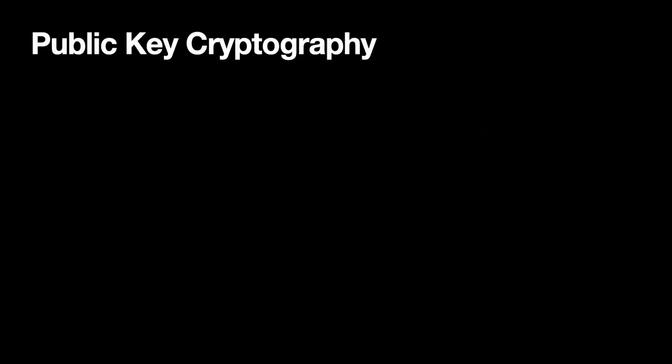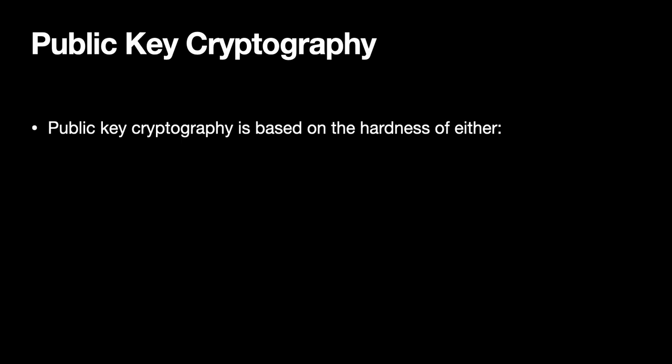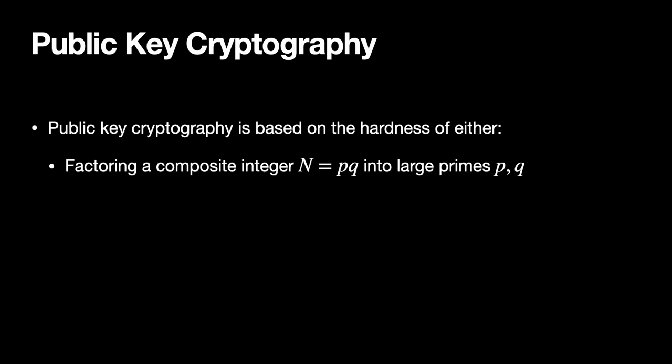So, when we do public key cryptography, we need a way to generate a public key in such a way that it's computationally hard to compute the private key from the public key, but it's easy to compute the public key from the private key. There are one of two problems that are typically used for this in public key cryptography. The first is factoring large composite integers into primes, p and q. The RSA crypto system is based on the hardness of this problem.